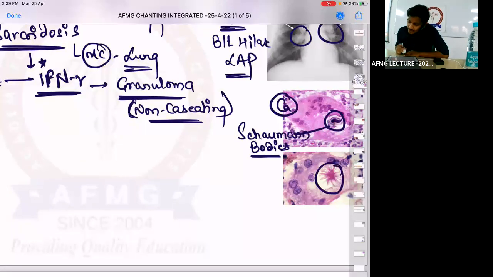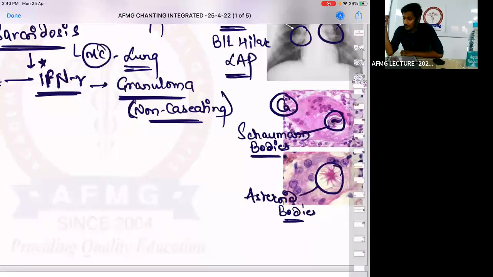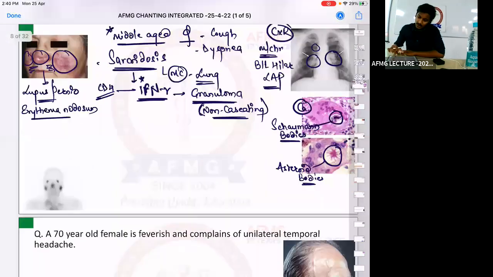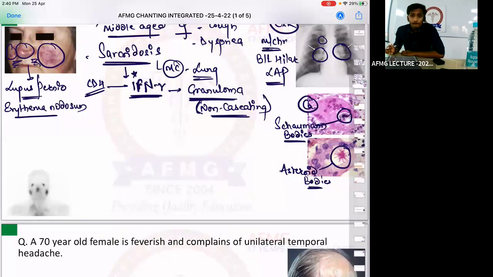But the intracytoplasmic star-shaped or stellate-shaped eosinophilic or pinkish colored bodies are called the asteroid bodies. So star-shaped are asteroid, whereas blue-colored, calcified ones are Schaumann bodies. Pink-colored are asteroid, calcified are Schaumann. Okay, remember this.